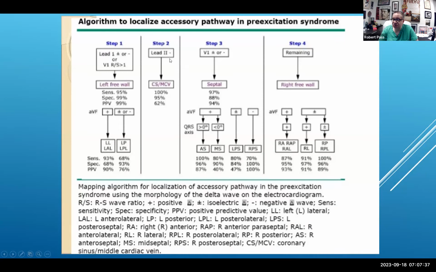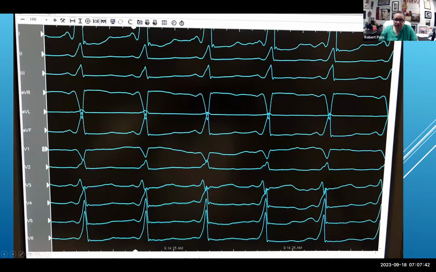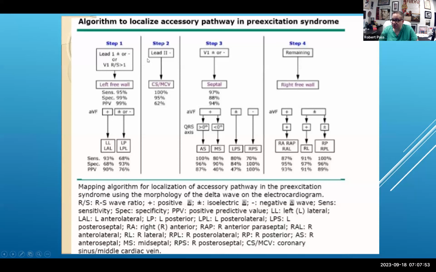Is the axis of the delta wave negative in lead 2? In lead 2, I think, again, we would agree that the axis of the delta wave is positive. So that's a negative. We always hate it, by the way, when this is true, because it's a very high likelihood of being in the coronary sinus or in the middle cardiac vein. And although the map is very accurate in predicting that, this is one of the single most difficult areas to ablate accessory pathways. We can go over that in the future as to why that is. So now we have negative on 1 and 2.